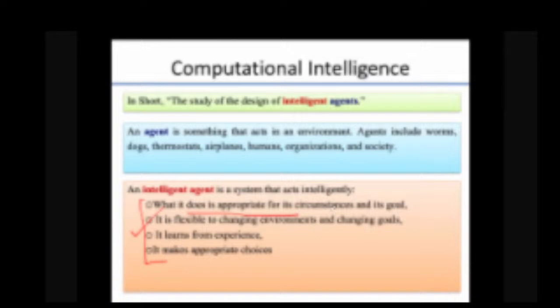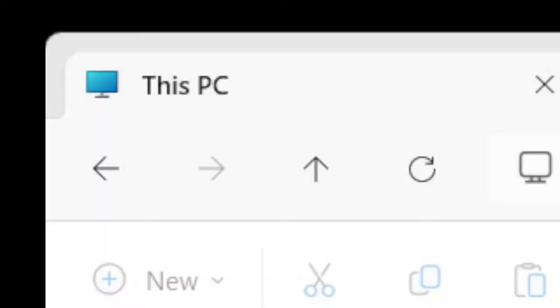Being a professor, even I will not take the job of a truck driver. Rather, I will take the job of delivering lectures, right? A truck driver cannot give lectures. I can give lectures, but I cannot drive the truck. So an intelligent agent understands what is good for it.